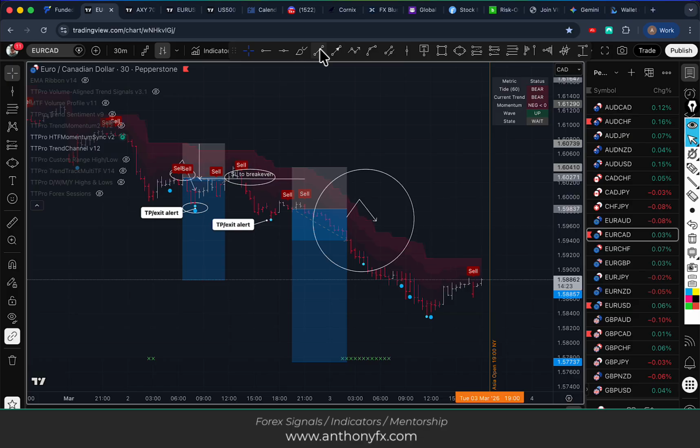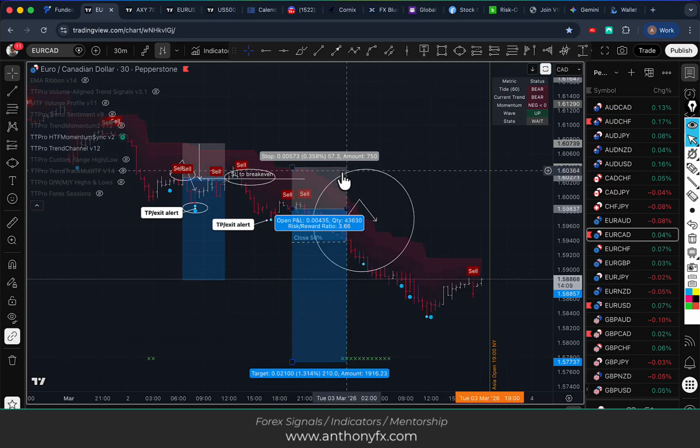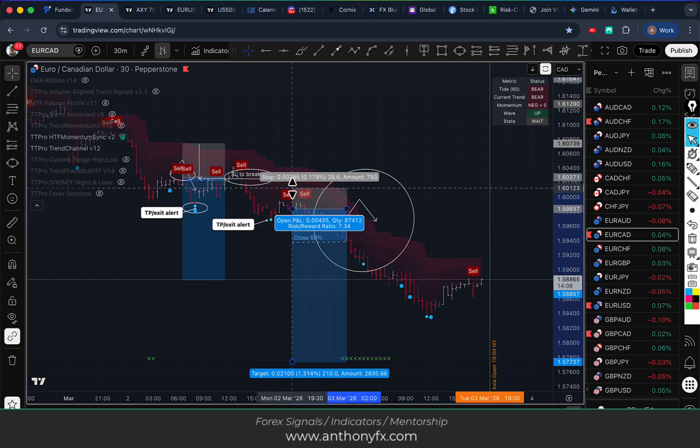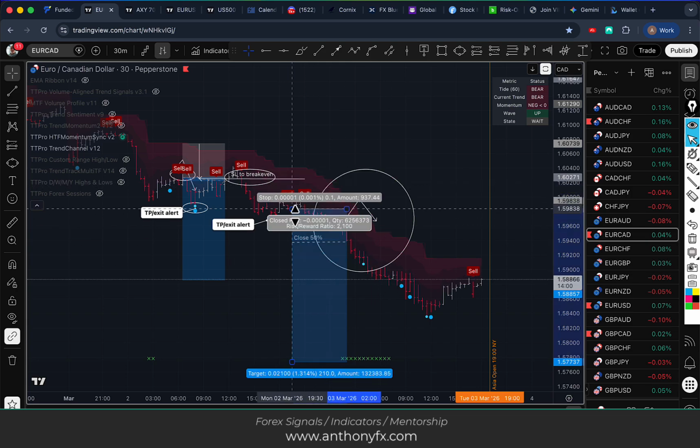And look for 1-to-1 risk reward to take 50% off. That's my suggestion. You don't have to. All right, and then once you take 50% off, pull your stop loss down at least halfway through. Let it pick up a bit of steam, and then go to break even with it.